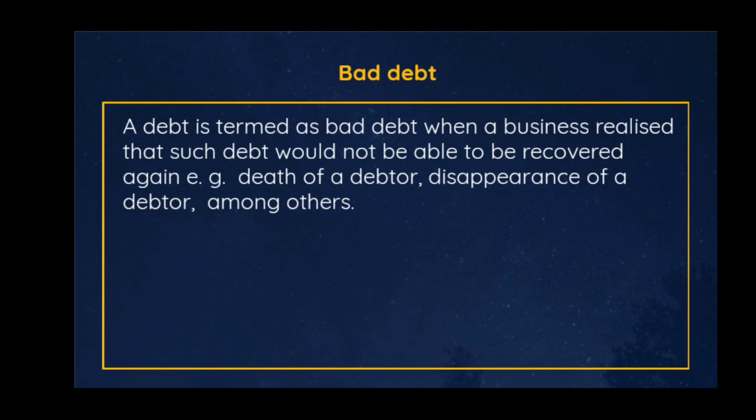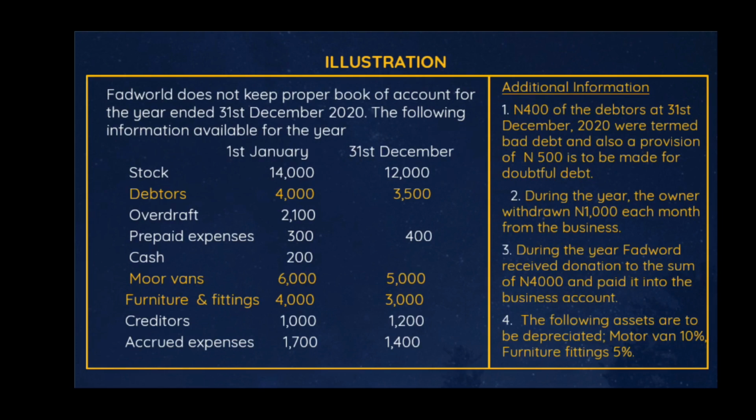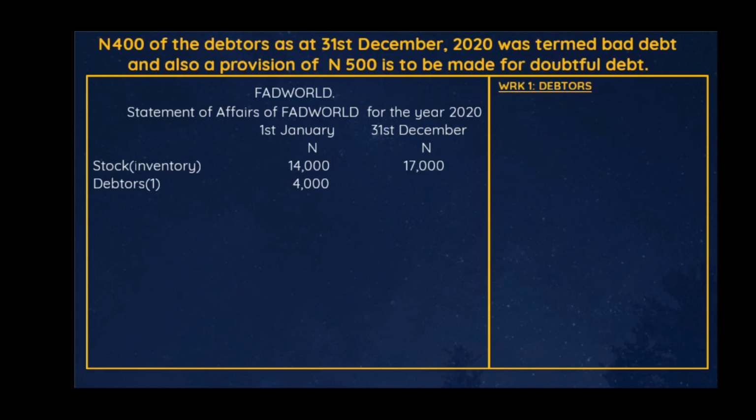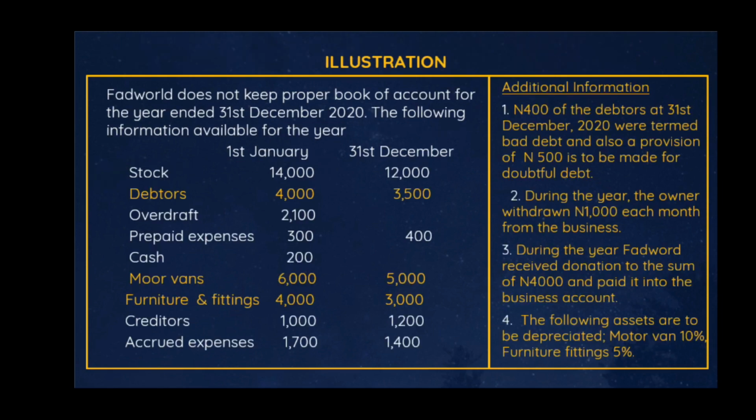Like I said, a debt is termed bad debt when the business realizes that such a debt will not be recovered again. For example, the death of a debtor or the disappearance of a debtor is an indication that such a debt cannot be recovered. So the business writes such debt off from the book. That kind of debt is termed bad debt. Just like I said, the bad debt is 3,500 naira. So for the first working, which is debtors, we have the balance brought forward, which is how much?